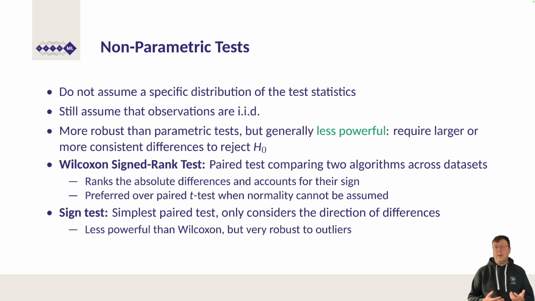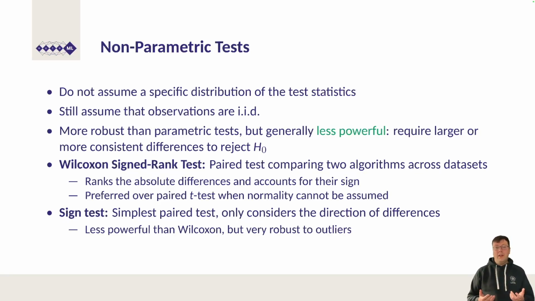There's an important trade-off to be aware of. By making fewer assumptions, non-parametric tests are generally less powerful than their parametric counterparts. Given the same data, a non-parametric test requires a larger or more consistent effect to reject H0. Robustness comes at the cost of power.